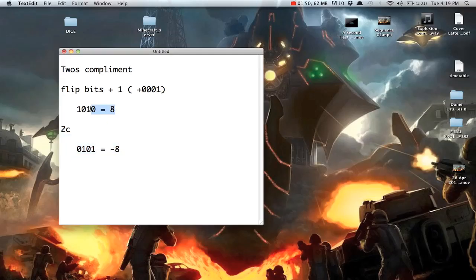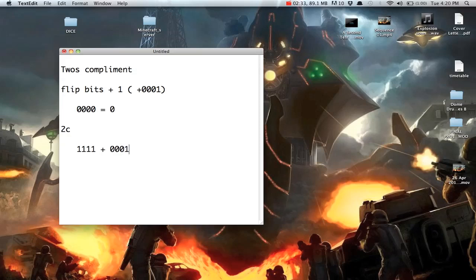Let's try 0. For 0 in a normal system, it's 0000, which obviously equals 0. In a two's complement system, we flip the bits and then add 1. Let's flip the bits first. So 1111. That is the same as one's complement, but now we need to add a binary of 1.